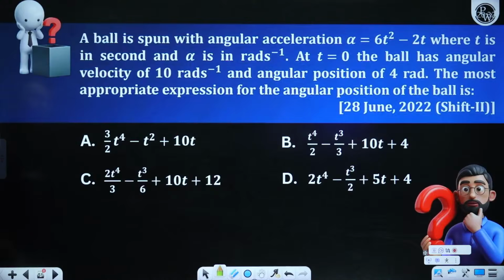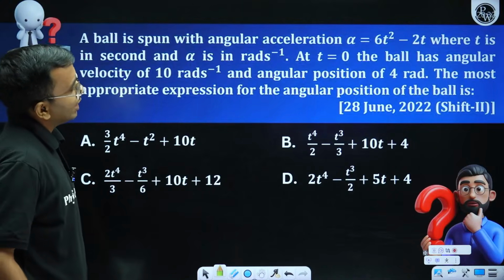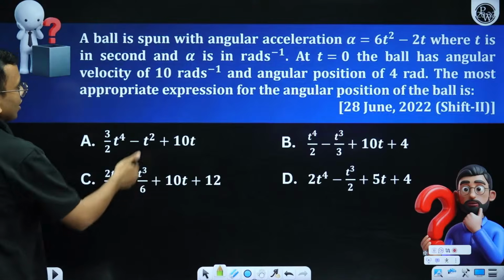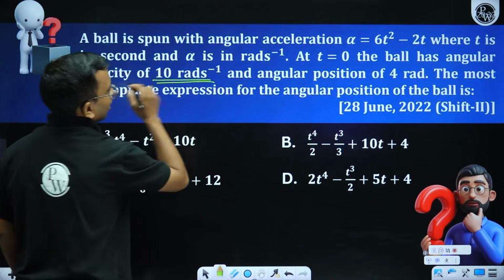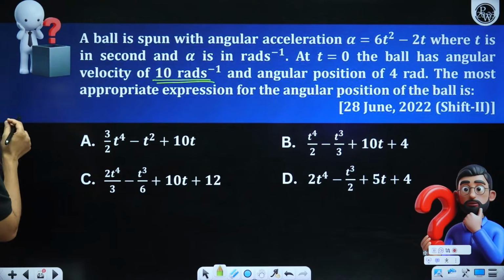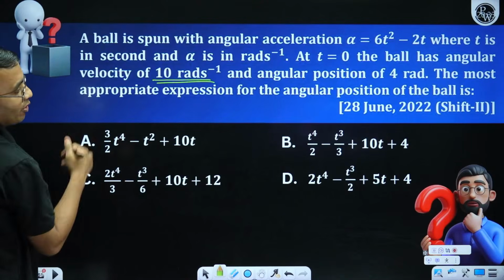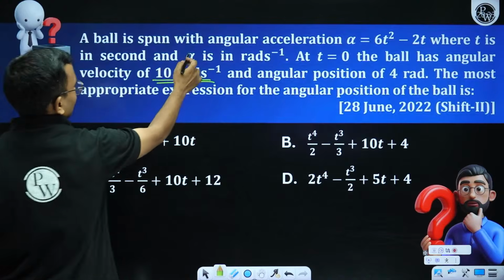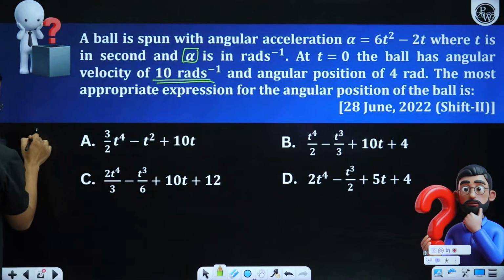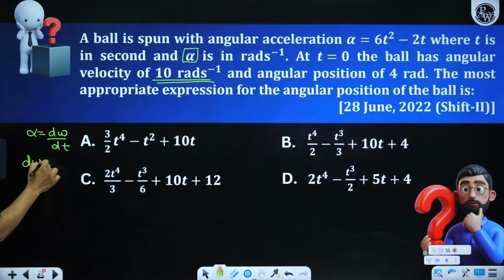Next. Here, what is given? A ball is spun with angular acceleration given by this, t is time, alpha is in radian per second square. At t equals 0, the ball has angular velocity of 10 radian per second and angular position of 4. The most appropriate expression for angular position is needed. Alpha is given to me. First write alpha as d omega by dt, so your d omega will be alpha dt, integrated.